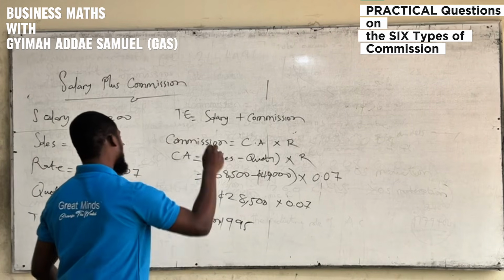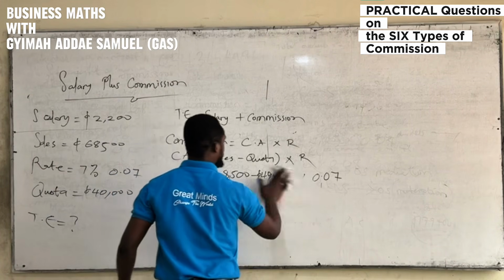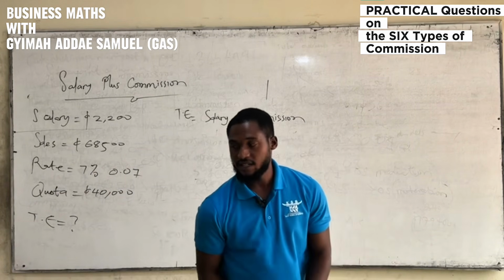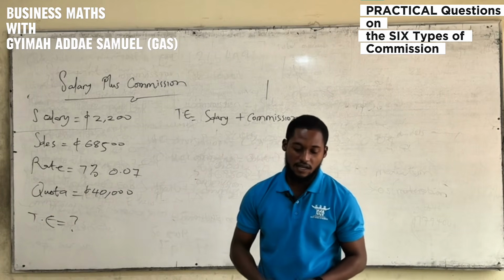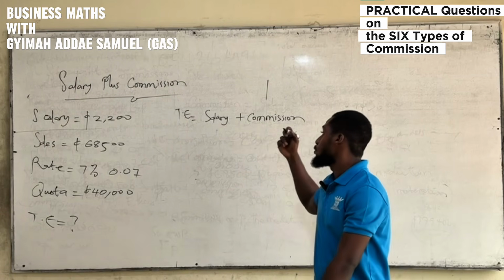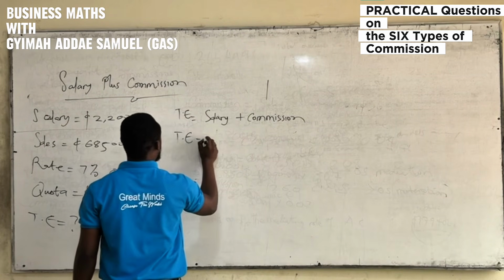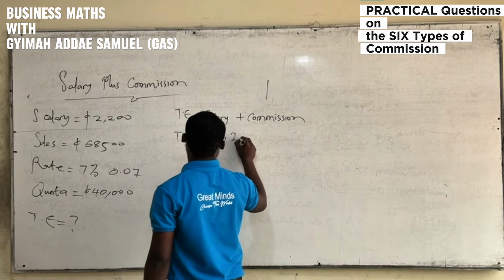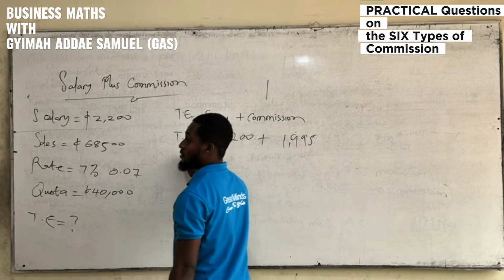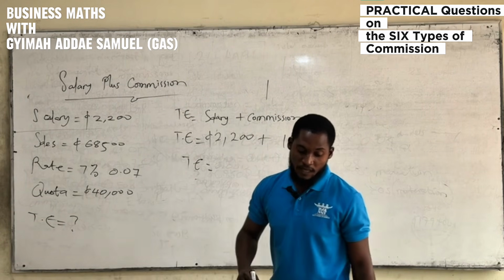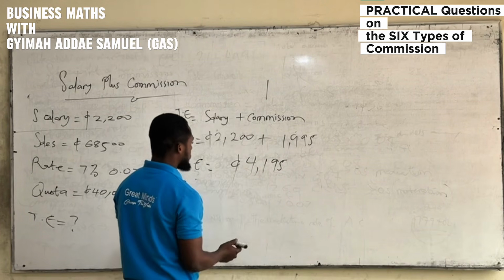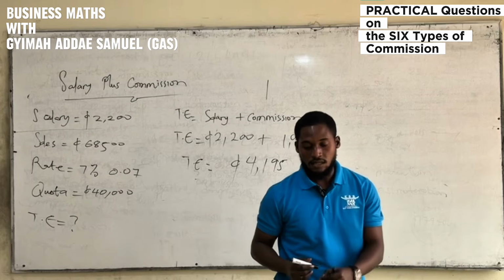So let's compute it into our formula. The commission is 1,995 Ghana cedis. We add the 1,995 Ghana cedis to the salary, giving us our total earning. The salary is 2,200 Ghana cedis and the commission is 1,995 Ghana cedis, giving us 4,195 Ghana cedis. So we move on to the next set of questions.